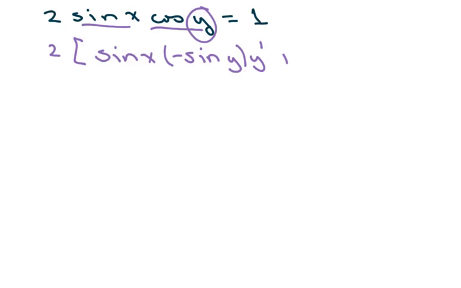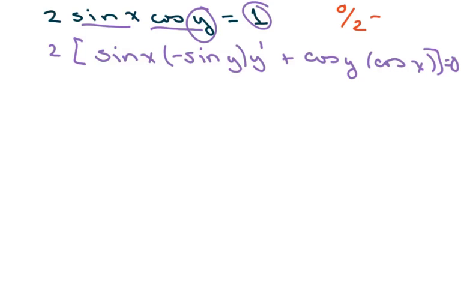Then you're going to say plus, and we're going to write down cosine of y times the derivative of sine of x, which is just cosine of x. And this equals 0, because the derivative of 1 is just 0. Now, I'm going to divide both sides by 2. When you divide both sides by 2, the 2 is going to go away, because 0 divided by 2 equals 0.